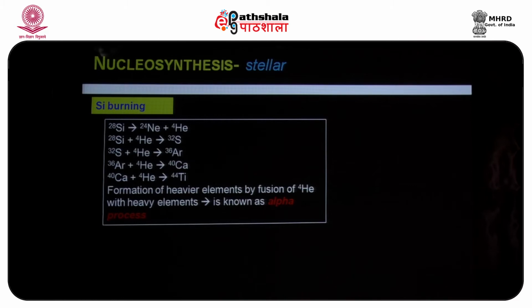The silicon burning operates in a very similar way as that of neon. Silicon disintegrates to form 24 neon and 4 helium, and this 4 helium again combines with 28 silicon to form 32 sulfur, and so on and so forth. This process, where the helium or the alpha combines with the heavier elements, is known as the alpha process. Note that this alpha process is different from the triple alpha process that I have already discussed.